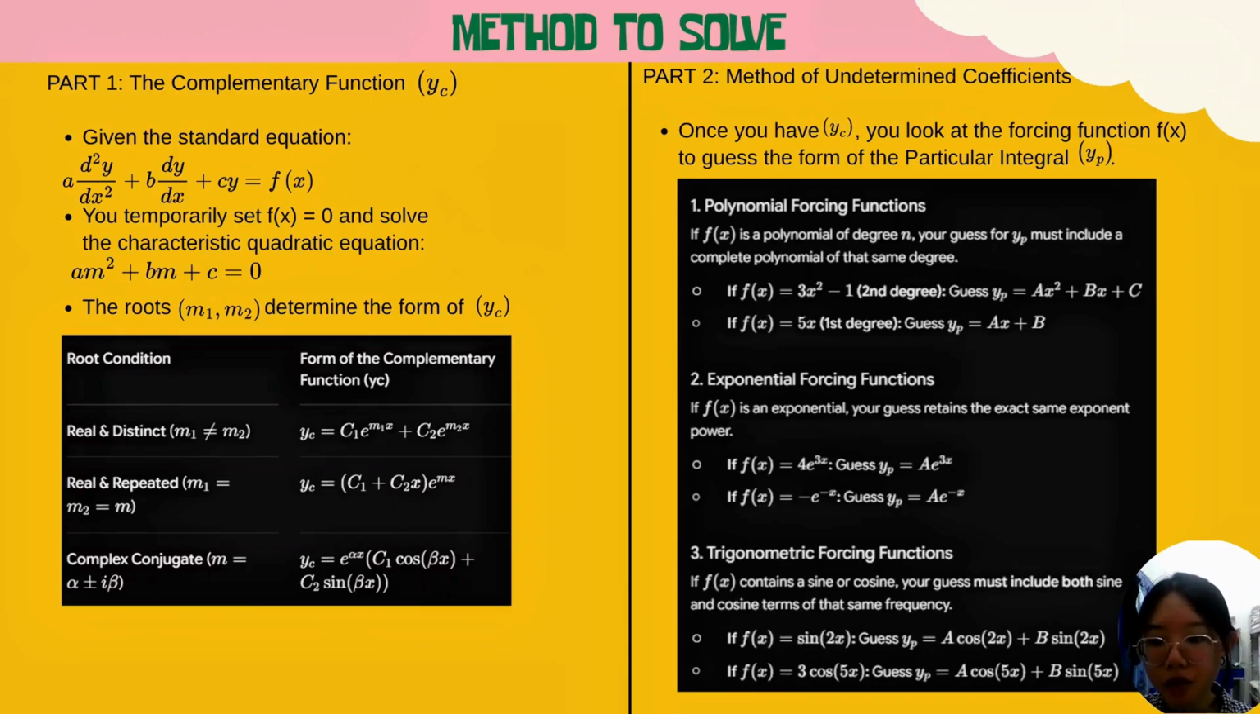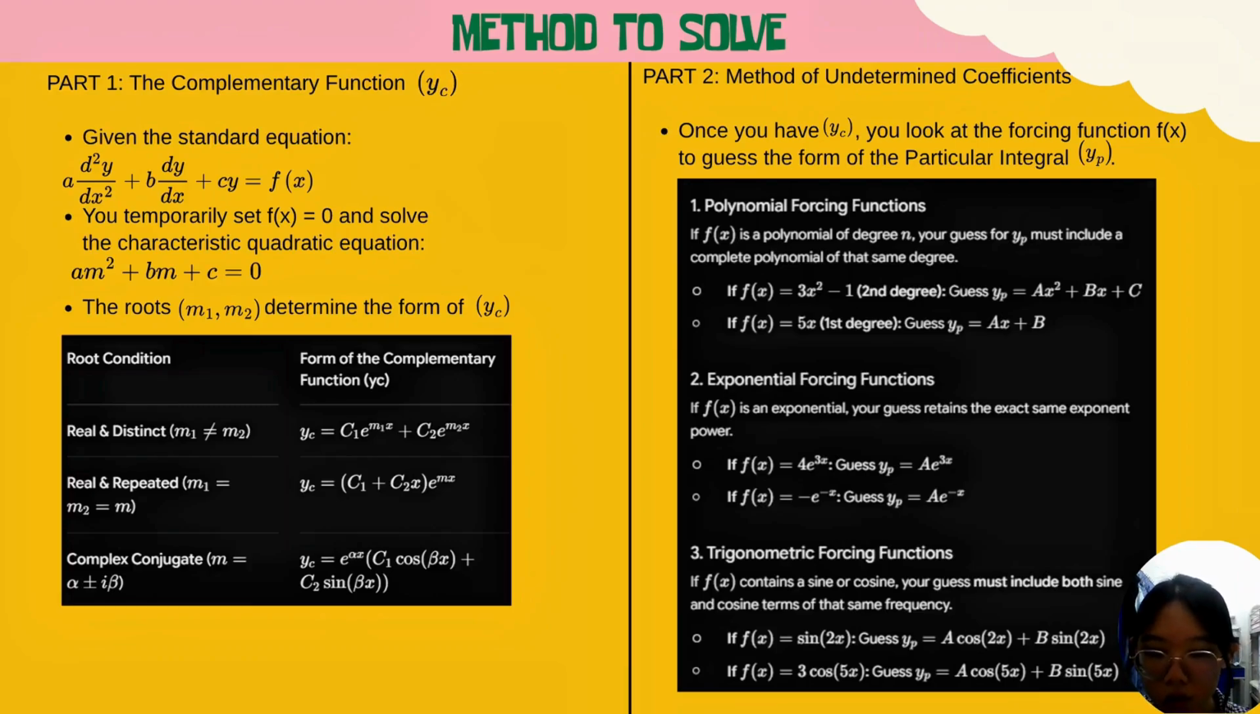As for part 2, the method of undetermined coefficients, once you have the complementary function, you look at the forcing function to guess the form of the particular integral. There are three types of forcing functions. The first one is the polynomial forcing function. If f(x) is a polynomial of degree n, your guess for the particular integral must include a complete polynomial of that same degree.